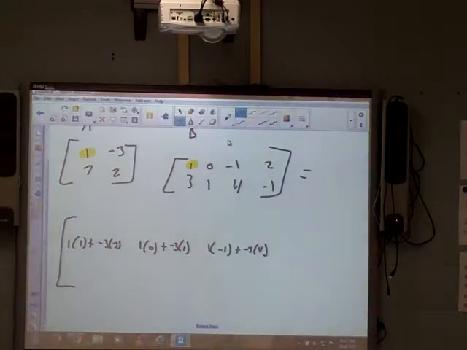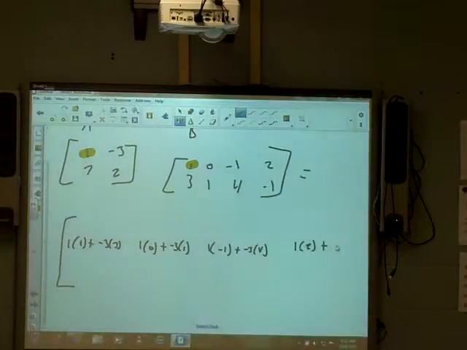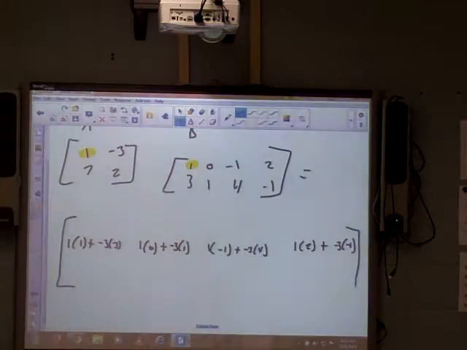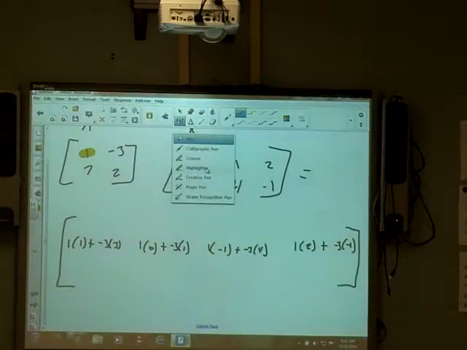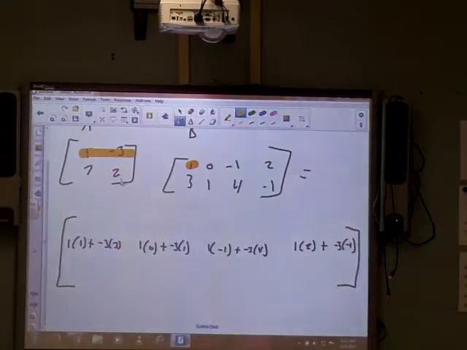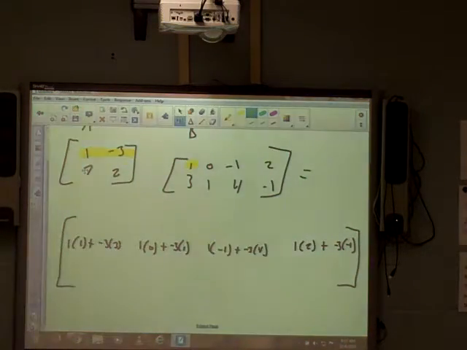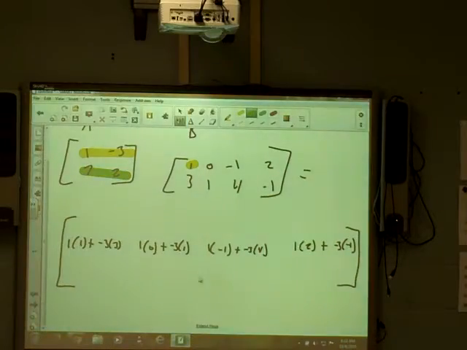Alright, so for my top row to the last column, I would have 1 times 2 plus negative 3 times negative 1. Okay, all of that came from the top row, and all those answers are on the top row. So now we're going to do the same with the bottom row, and it's all going to go on the bottom row.